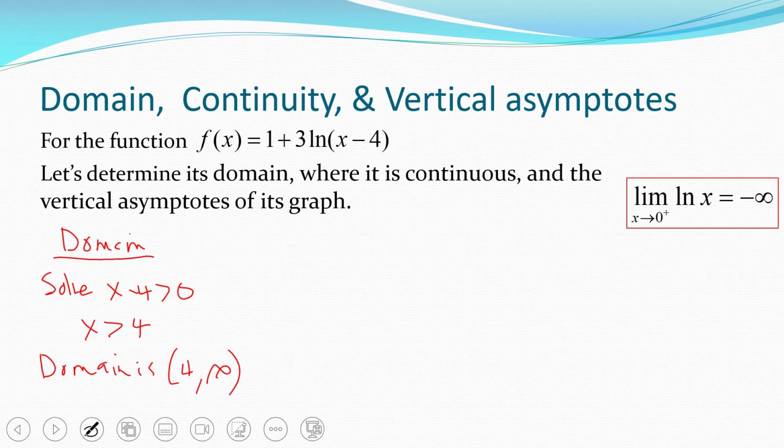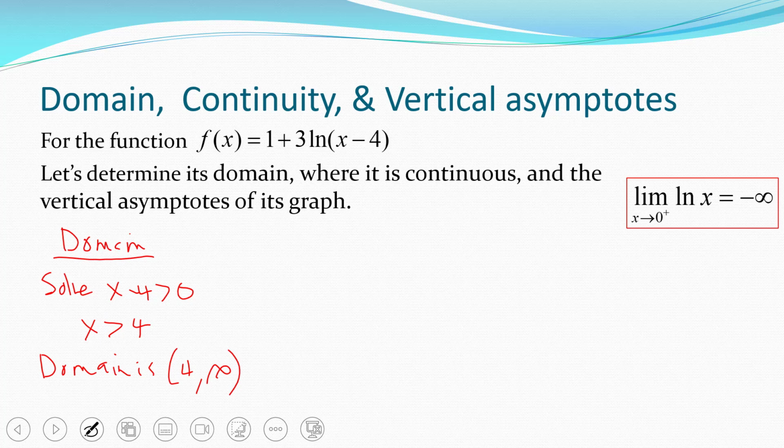Easy. Now you might want to know where it is continuous. Well, the natural log is continuous on its domain, and x minus 4 is continuous everywhere. So the natural log of x minus 4 is continuous wherever it's defined. And then 3 times that is also continuous, because you can always take a multiple of a continuous function and the result is continuous. And when you add 1 to it, it's still continuous.